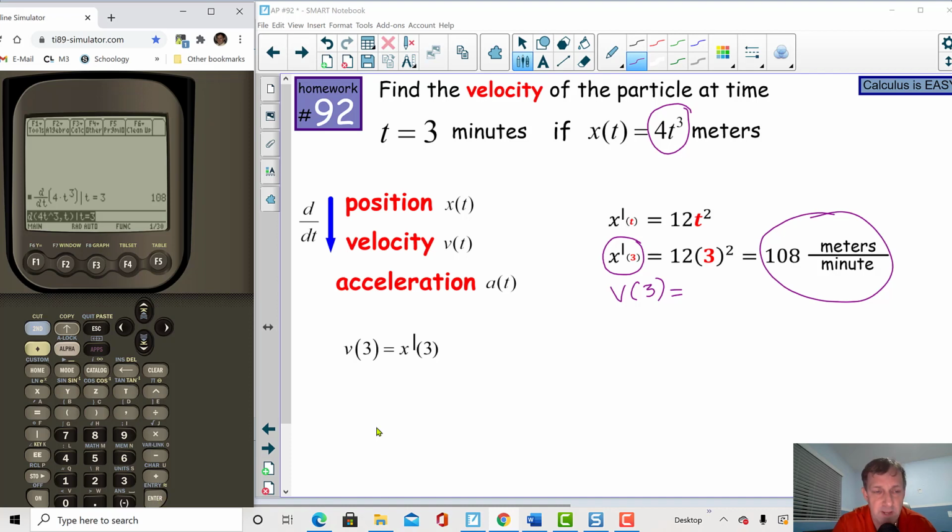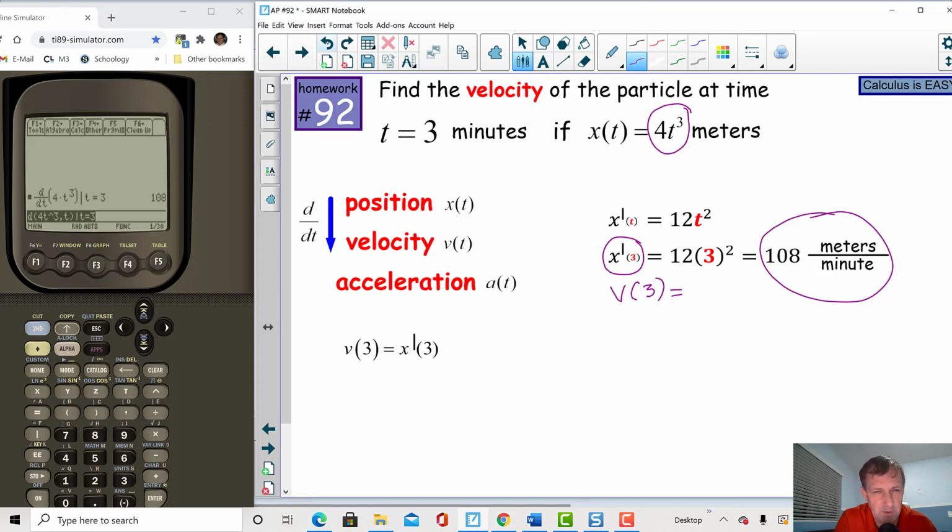You can see we're getting 108, so we get the same answer. Of course, it doesn't give you the units. But remember, every time we do the derivative of a function, it's going to have the same units, but it's going to have 1 extra unit of time on the bottom. So instead of meters, we're getting meters per minute.